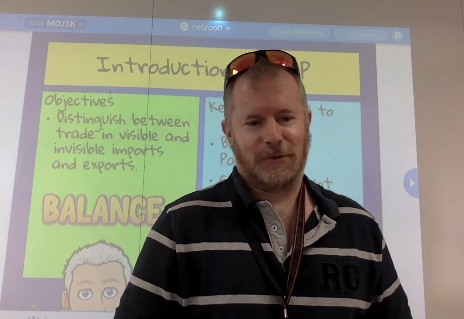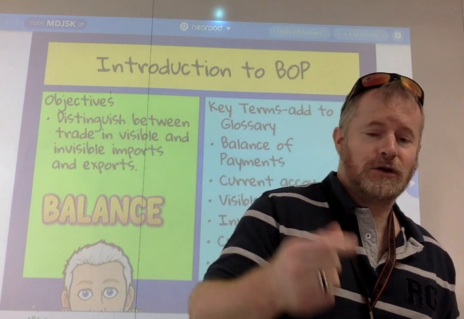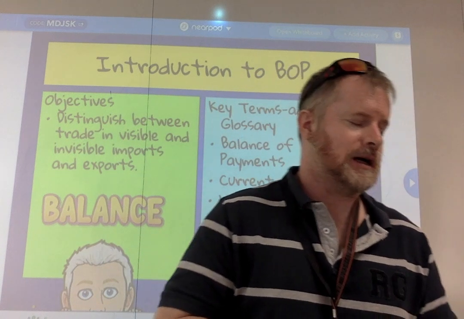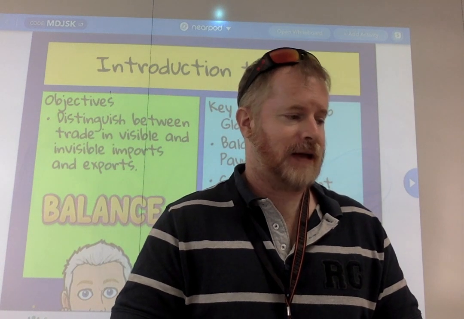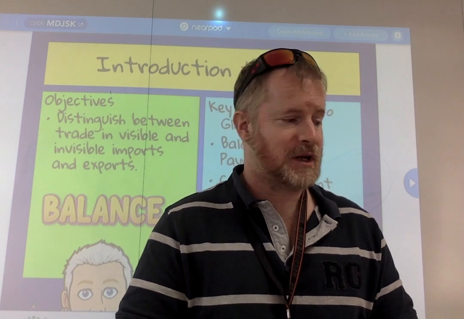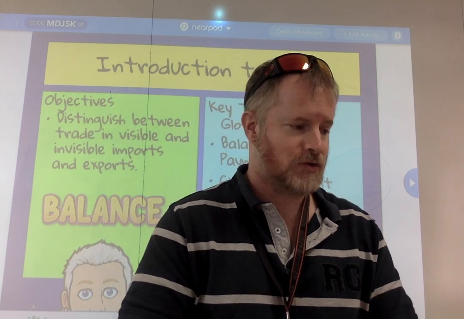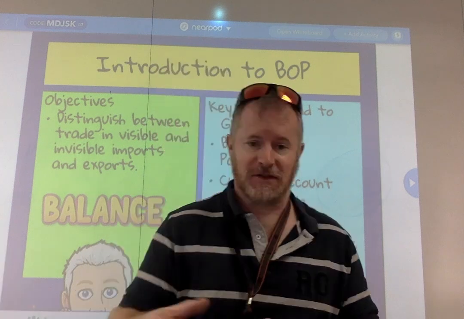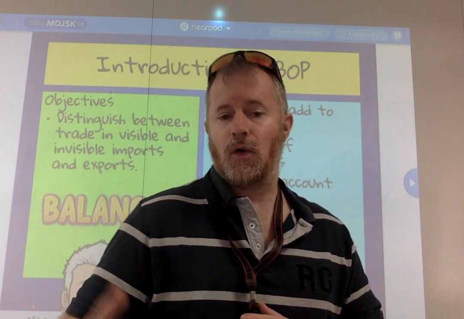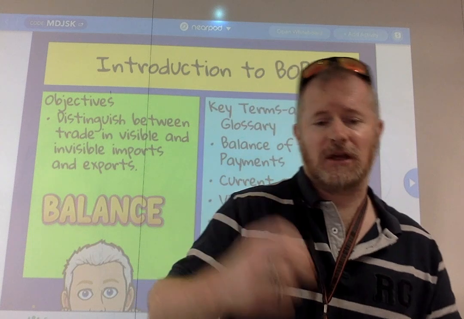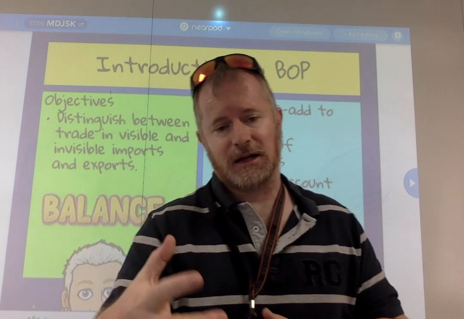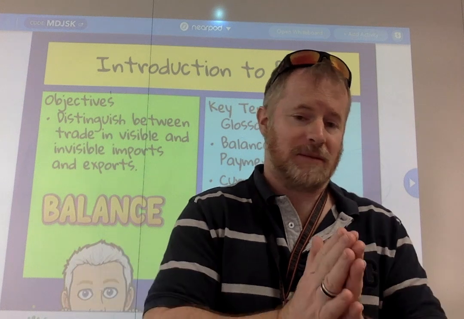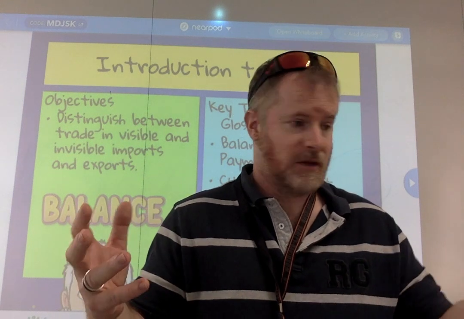Okay. Key terms, and these are all on the site, and you can look through the site and double check these and add them to your glossary. So balance of payments being one, current account, the visible trade, invisible trade, current account surpluses, current account deficits. And just as always, it's the language that we use when we are discussing and answering the questions that could be important.